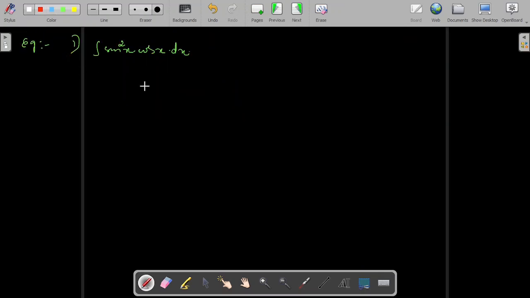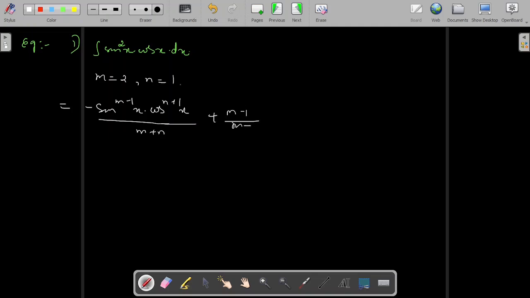Now let us consider a simple example to illustrate the reduction formula. Integral of sin²x cos x dx. So here m equal to 2, n equal to 1. So as per the formula, -sin^(m-1)x cos^(n+1)x divided by (m+n), plus (m-1) divided by (m+n) into I_{m-2,n}.